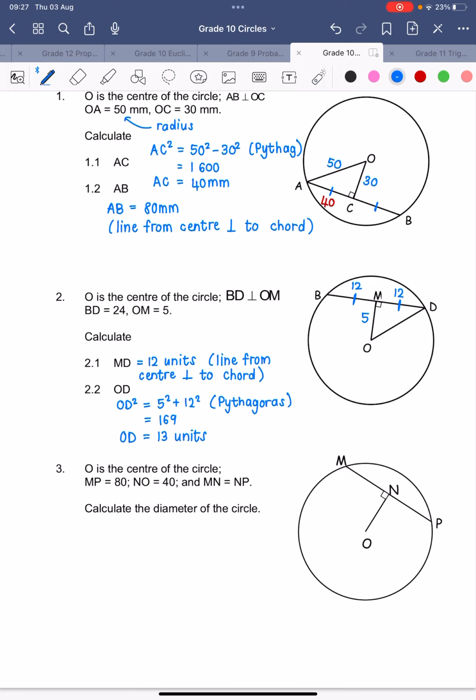Okay, any questions on these two, guys? I would like you to do number 3 on your own for homework. I'm just going to give you a hint. So in number 3, they're telling you O is the center of the circle. MP is equal to 80. So there they've given us that whole length, right? Now guys, do we see? Can we pay attention, please?